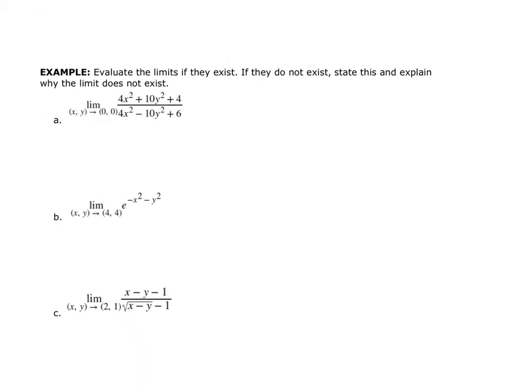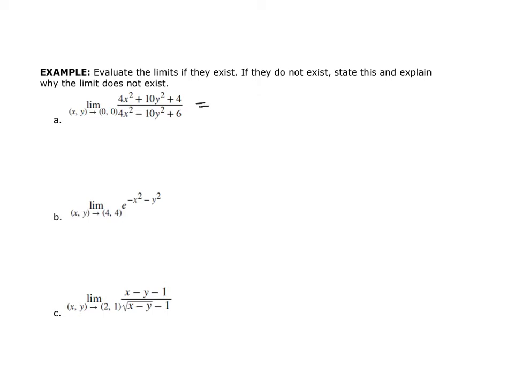So let's go ahead and evaluate the limits, and if they do not exist, state they do not exist and explain why. The first thing, like we did in Calculus 1, is we determine whether or not we can just do a direct substitution. If I put in 0 for x and y, I don't have a 0 divided by 0, so I can just do the direct substitution.